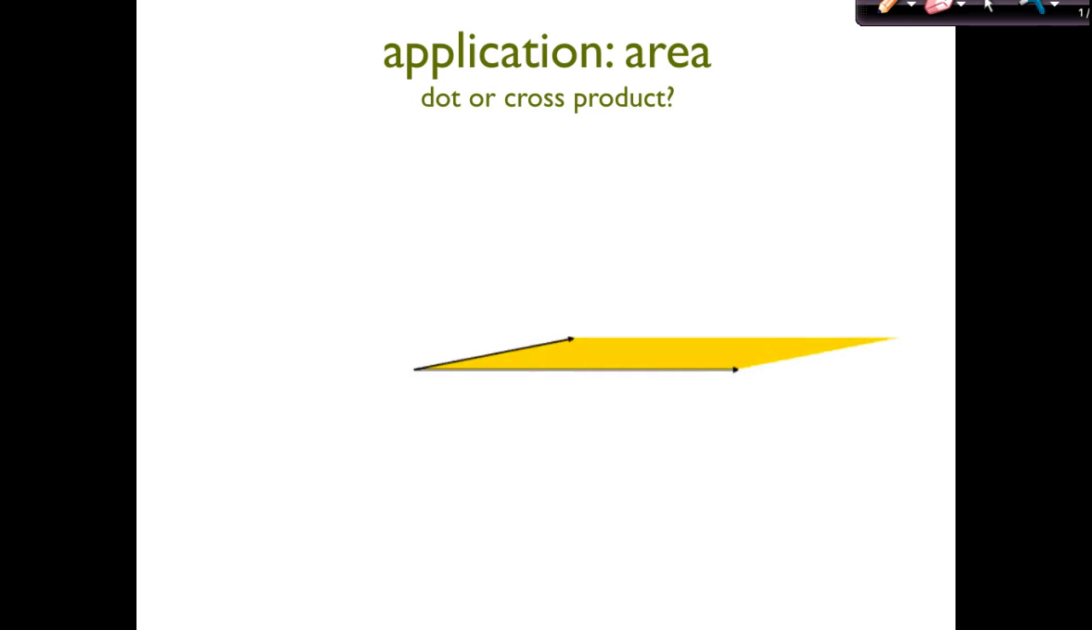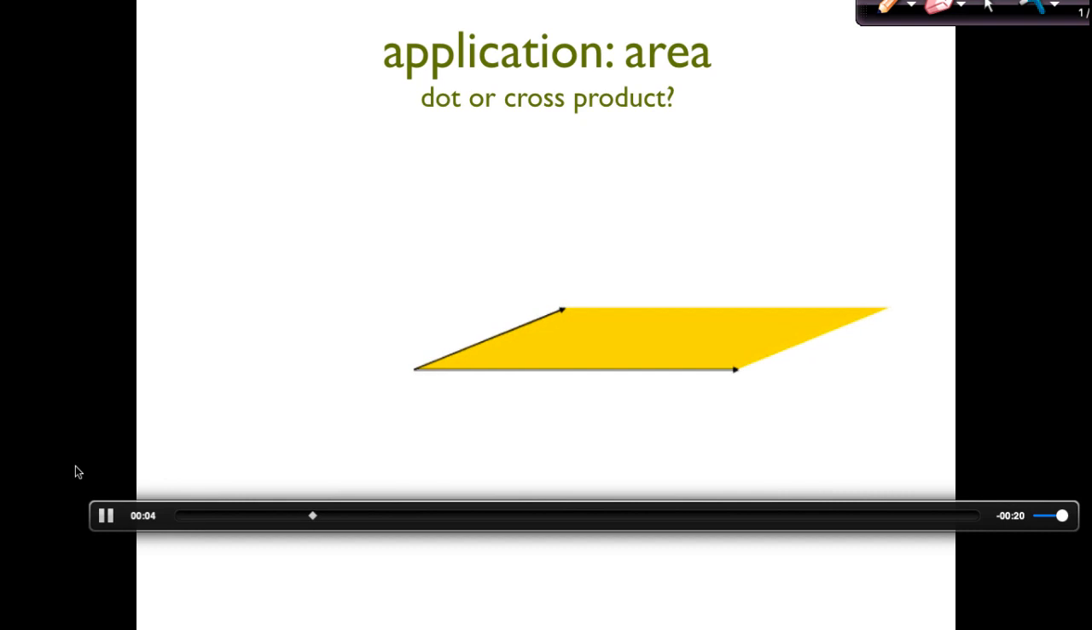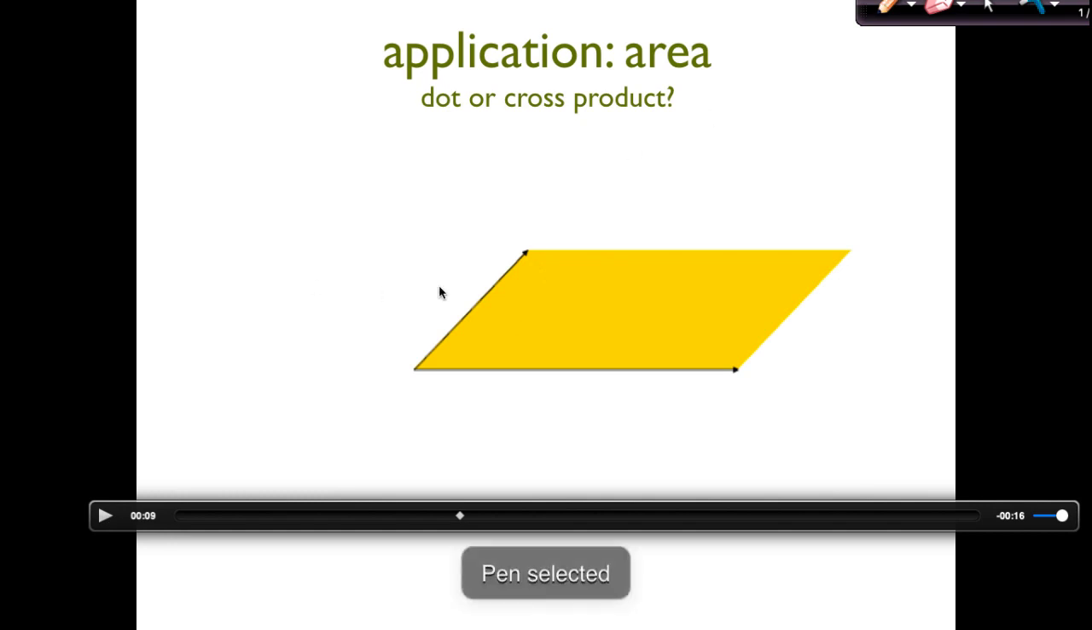So let's just pause this somewhere here and figure out what is the area of a... I'll call this vector A, and vector B, and this is the angle between them. So before we talk about anything about vectors, how do you find the area of a parallelogram?